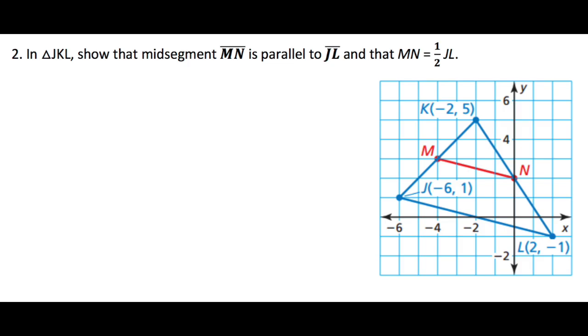In triangle JKL, show that midsegment MN is parallel to segment JL and the distance from M to N is equal to half the distance from J to L.